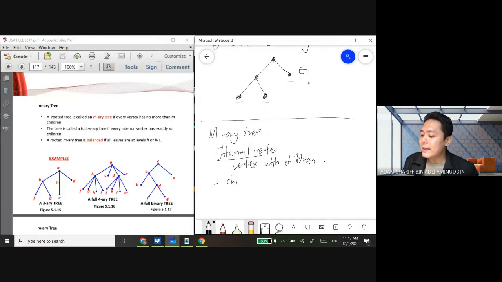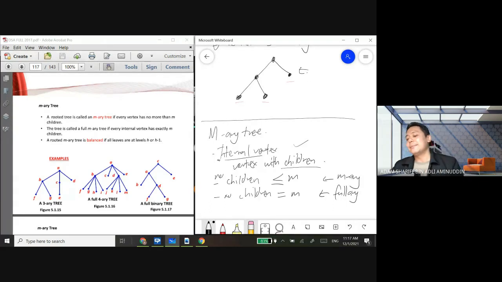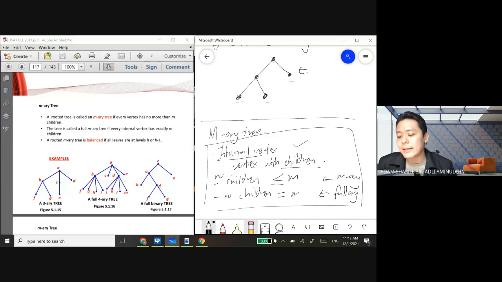So, element internal vertex, vertex dengan children, the number of children is not more than n. Satu lagi, number of children is equal to m. Yang ni full m-ary. Itu saja. So kalau nak saya jawab dengan baik, bukannya kepada parent kita tengok, kita tengok kepada internal vertex, which is also a parent to be, parent juga by the way.